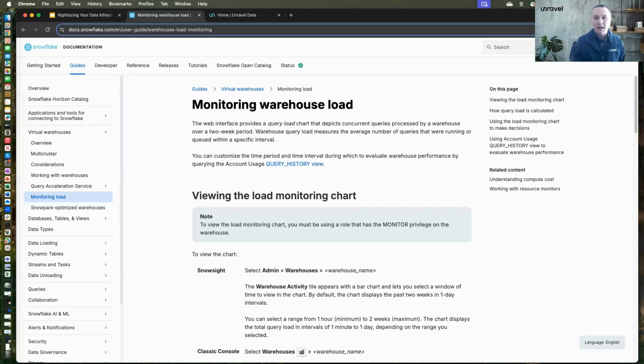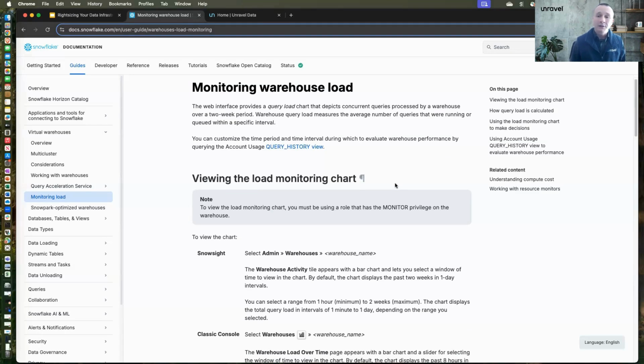But here in this page lies a tool we can use, a way we can help evaluate our warehouse query load. By the way, what is that, right? What is warehouse query load? It's essentially a measurement of the average number of queries running or queued within a specific period of time, a specific interval of time. And this is something that we can customize, right? In terms of that period of time and that interval being set to evaluate the warehouse's performance. We can do that by actually querying this view, this query history view inside of the account usage itself.